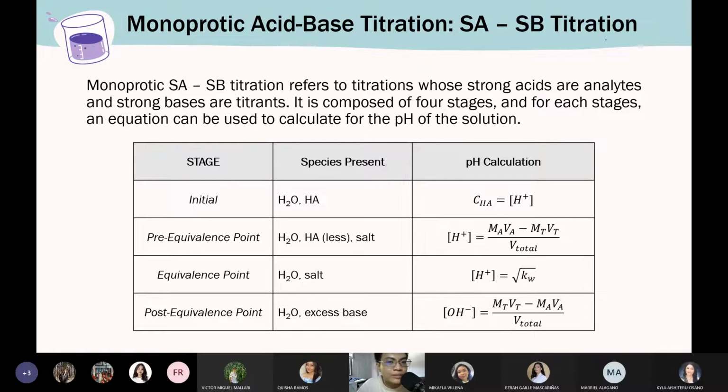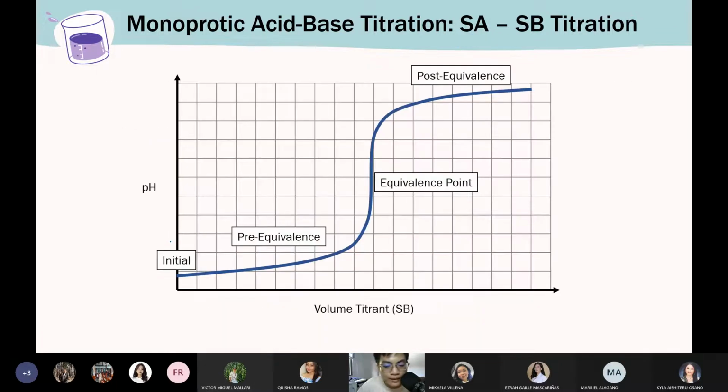Now, let's talk about the SASB titration. Okay? So, again, yung una, yun yung analyte, and then yung susunod, yun yung titrant. So, in the SASB titration, our analyte is a strong acid, and our titrant is the strong base. And during the titration of strong acids and strong base, we actually have 4 stages. Okay? So, ano yung 4 stages na yun? So that's the initial, pre-equivalence, equivalence, and then post-equivalence. Okay? So kung i-graph natin, yan yung itsura niya.